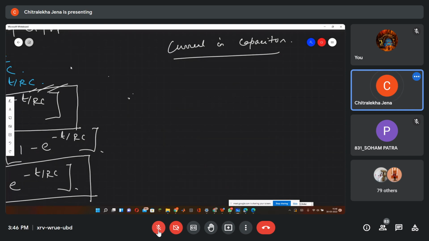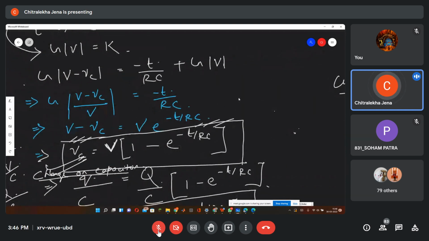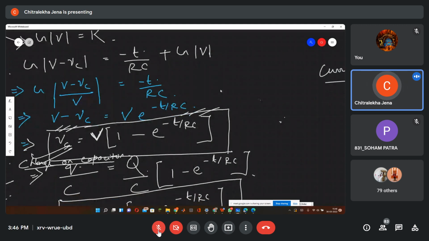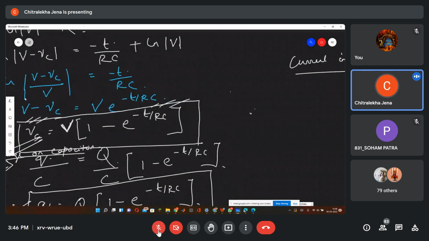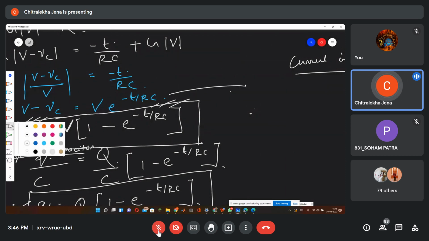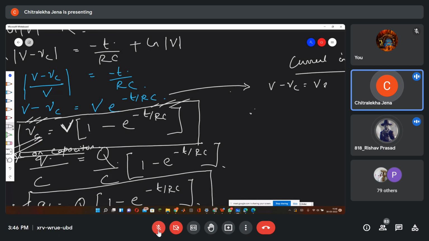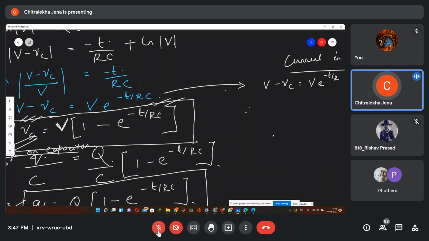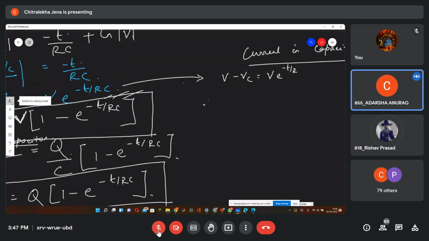I have already got the equation. Look here. V minus Vc is equal to how much? V to the power minus T by Rc. This equation I have already derived. Yes or no? Yes, ma'am. Okay.